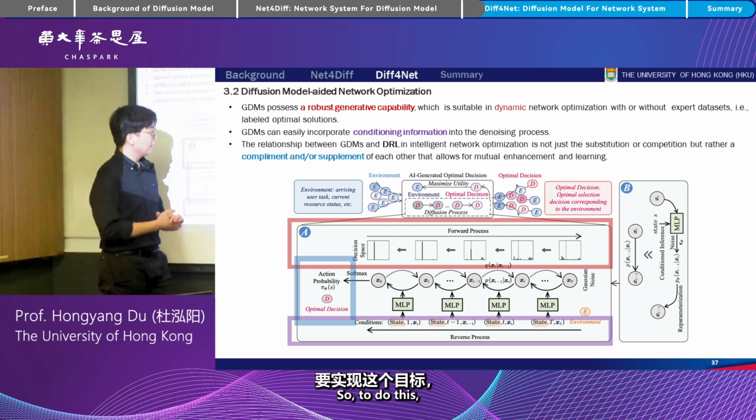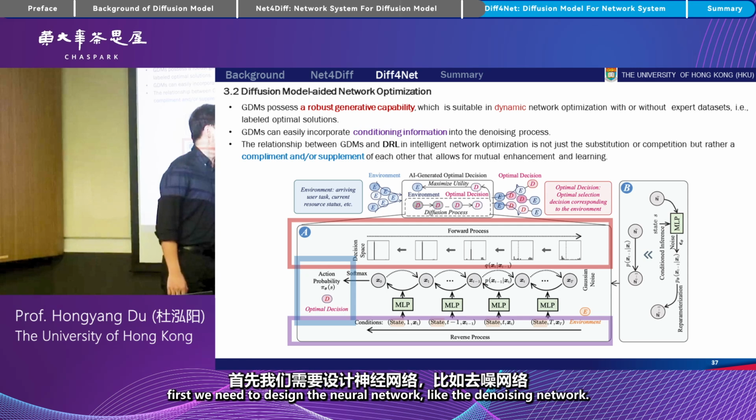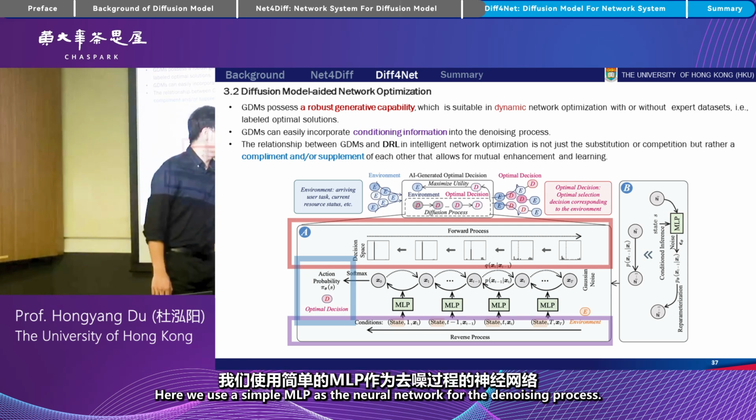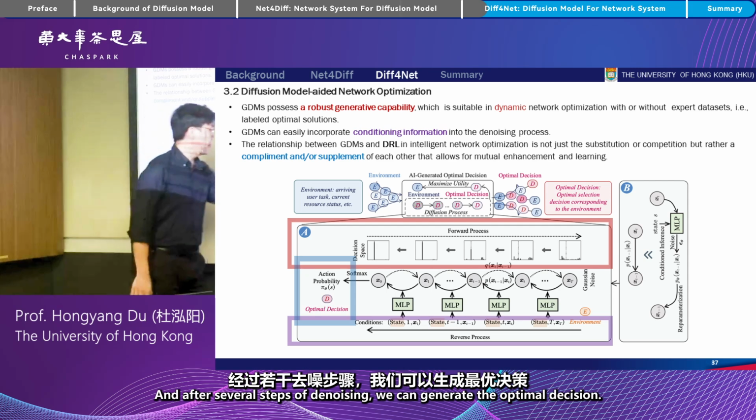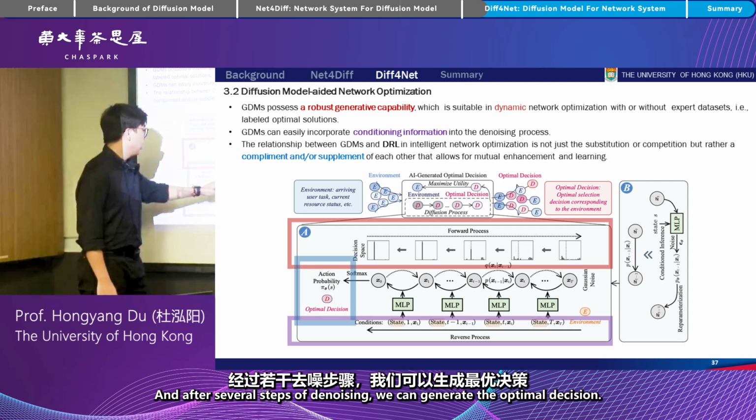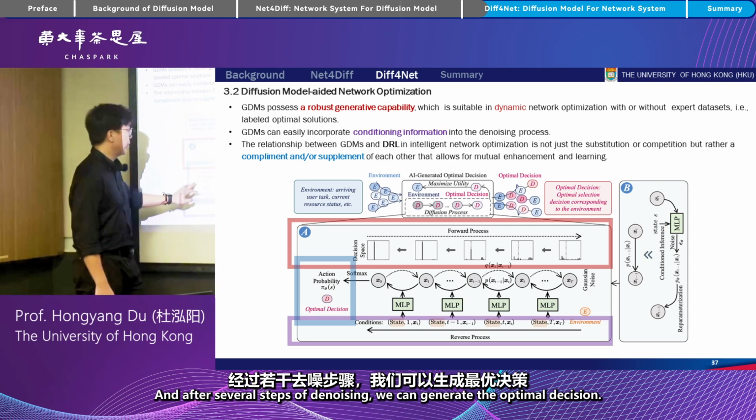So to do this, first we need to design the neural network, the denoising network. Here we use a simple MLP as the neural network for the denoising process. And after several steps of denoising, we can generate the optimal decision.